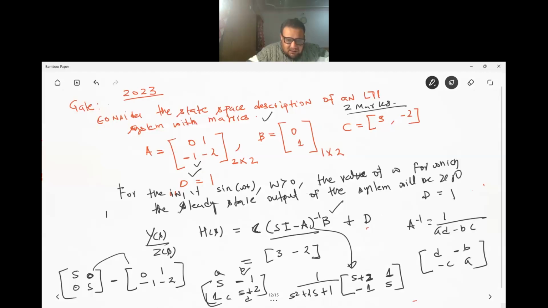But what is the mistake? So 0 minus of minus 1 becomes 1, right? Then S minus of minus becomes 2. So it is S plus 2, 1, minus 1 and S. Very good. So when I shift the S plus 2, okay, then it is actually coming as S, S, okay, good. S minus 1, 1, S plus. We have to take the inverse of this.